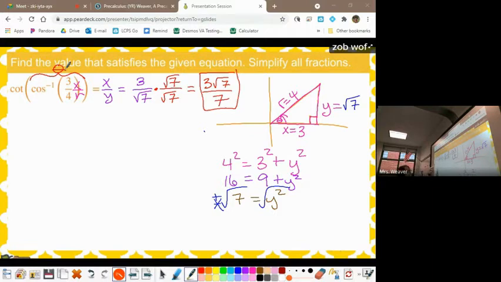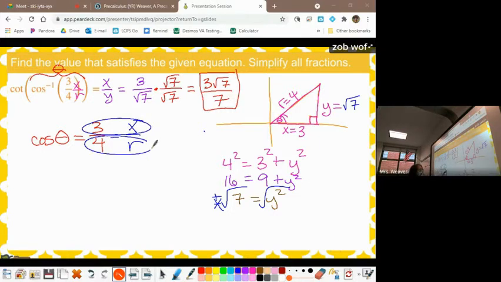So we know its cosine value, okay? We know that the cosine of this angle is 3/4. So we know its cosine is 3/4, and we know cosine is x/r, which means x equals 3 and r equals 4, okay? And so that's how we know to plug the x value in as 3 and the r value in as 4. So we look at the trig function that they give us on the inside, okay?